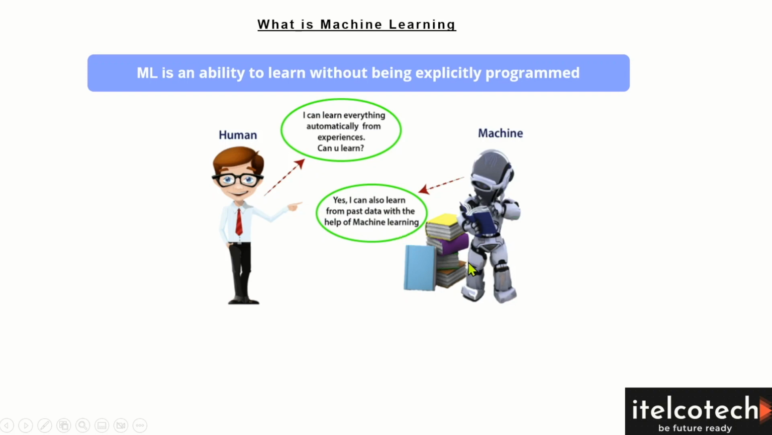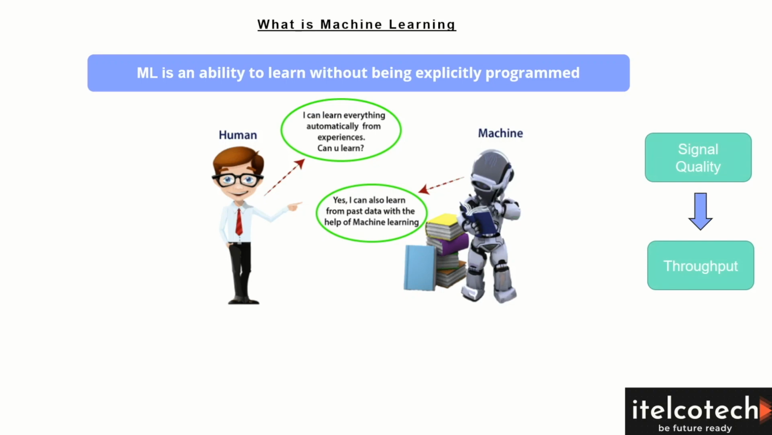So no prior programming needs to be done to make the machine more intelligent. By just giving the right data, it can make some correlations within the data, and based on those different experiences, it can perform any new task and give the output for any new input. So we'll take one example.